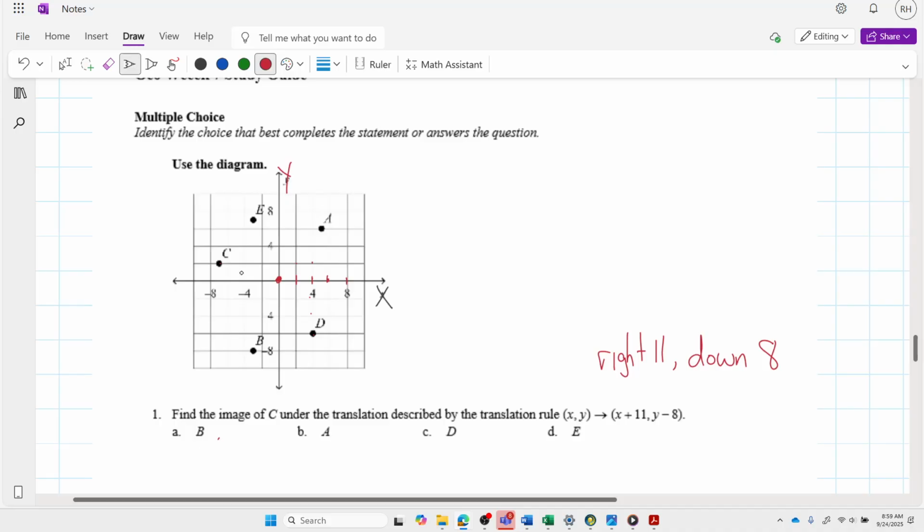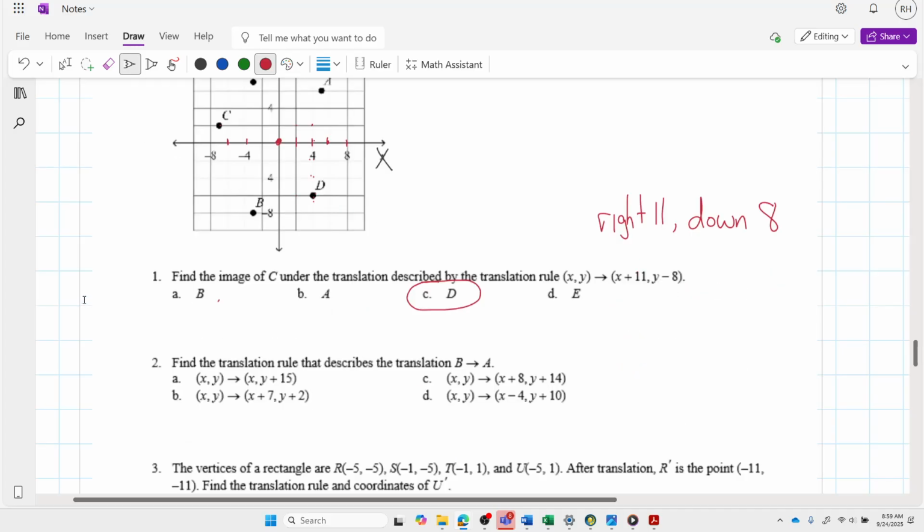And again, just be careful because all of these grid lines are in 2s. So when we go right 11, we're at 4 on the x-axis, and then we've got to go down 8. So 2, 4, 6, 8 will put us at point D right here. So answer choice C. Changes in the x move you left and right. Changes in the y move you up and down.